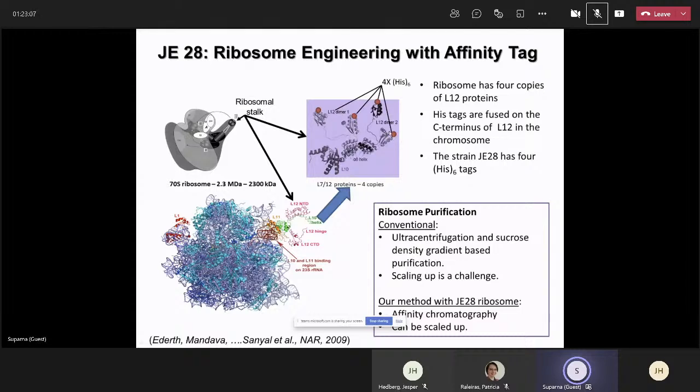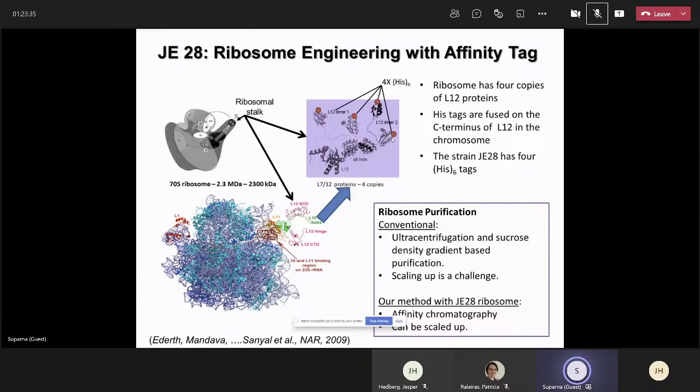1, 2, 3, 4. So what we did is that in the chromosome of the bacteria E. coli, behind the gene of L12, we fused the nucleotides which will code for 6 histidines. So in a way, it's a very small engineering. It's just like adding 18 nucleotides. But then, of course, we had a drug marker to ensure that the insertion happened.